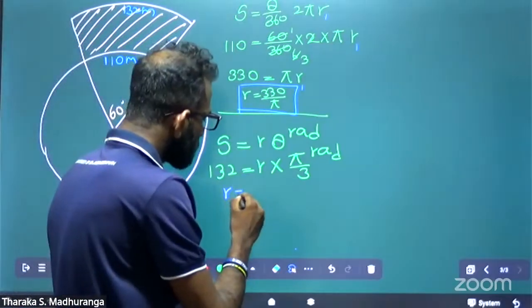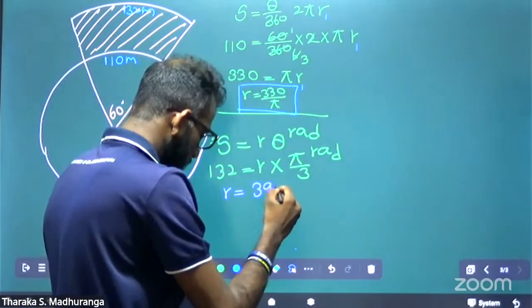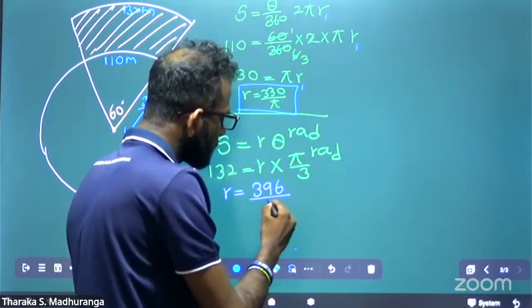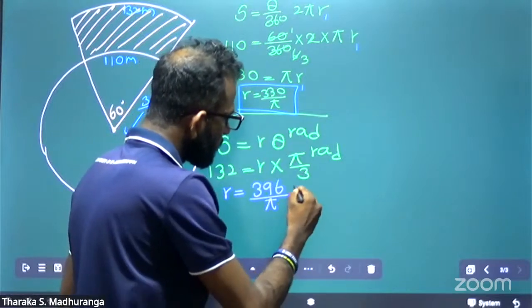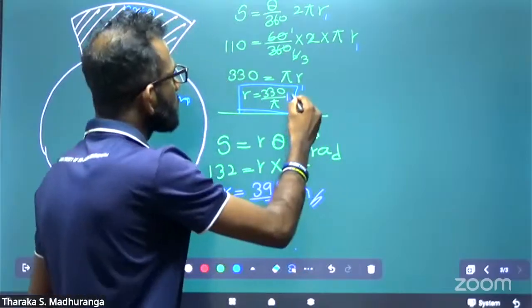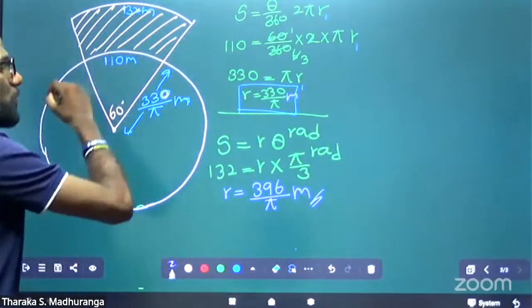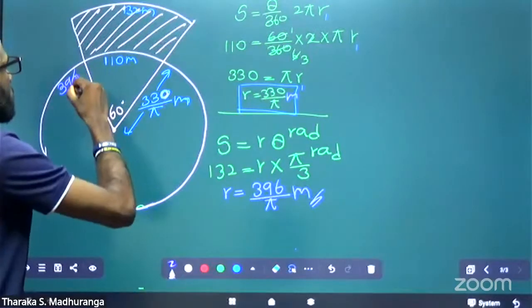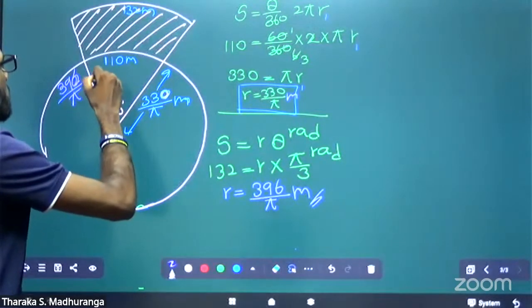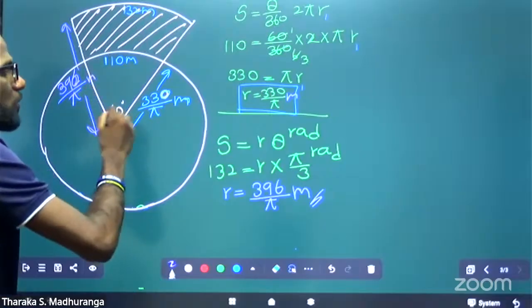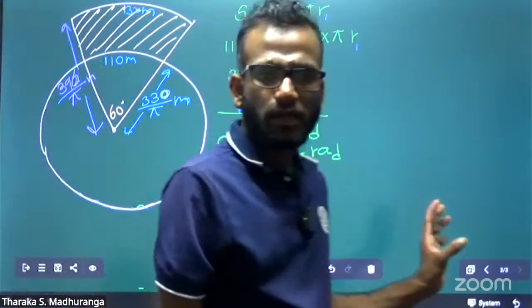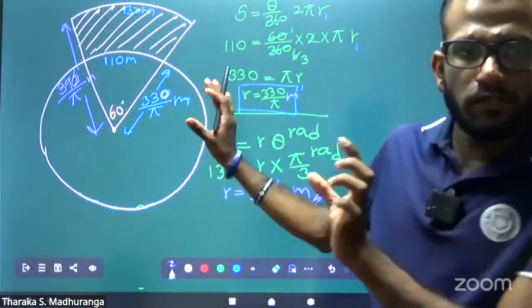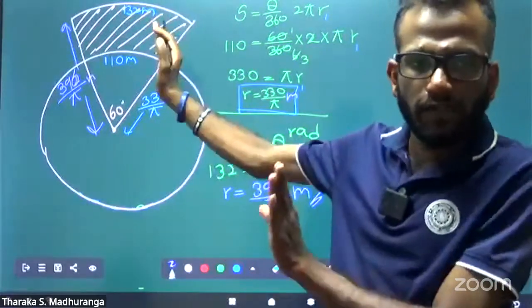R equals 396 divided by 5 meter. The full radius is 396 divided by 5 meter. It is the full radius. Okay, I got both radii, the small part radius and the full sector radius.